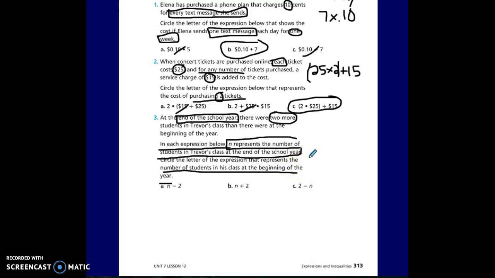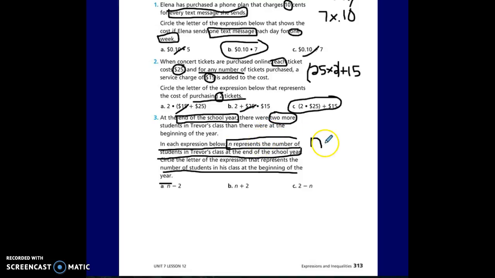Okay, so I'm going to write my equation. We know that n represents the number of students in Trevor's class at the end of the school year. So at the end of the school year, this is what he has, the number of students. And we know that there were 2 more kids at the end of the school year. There were 2 more kids than there were at the beginning of the year.